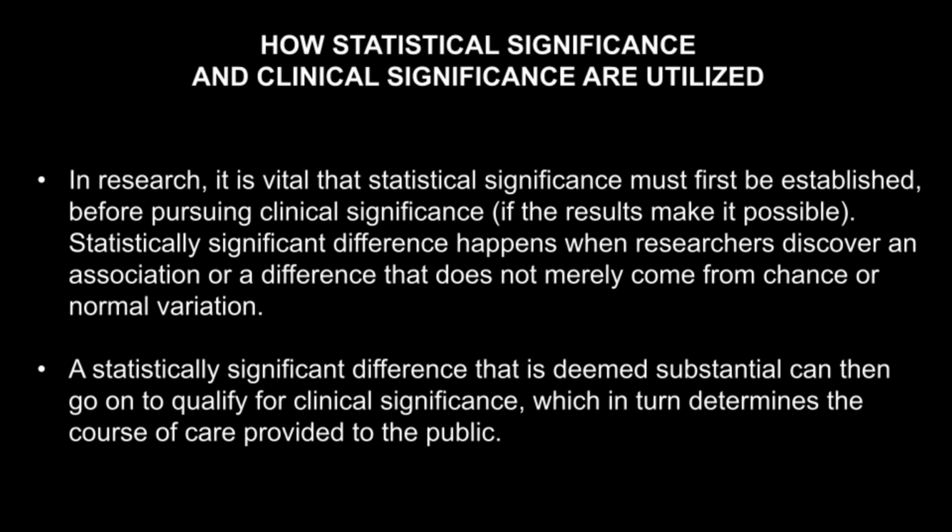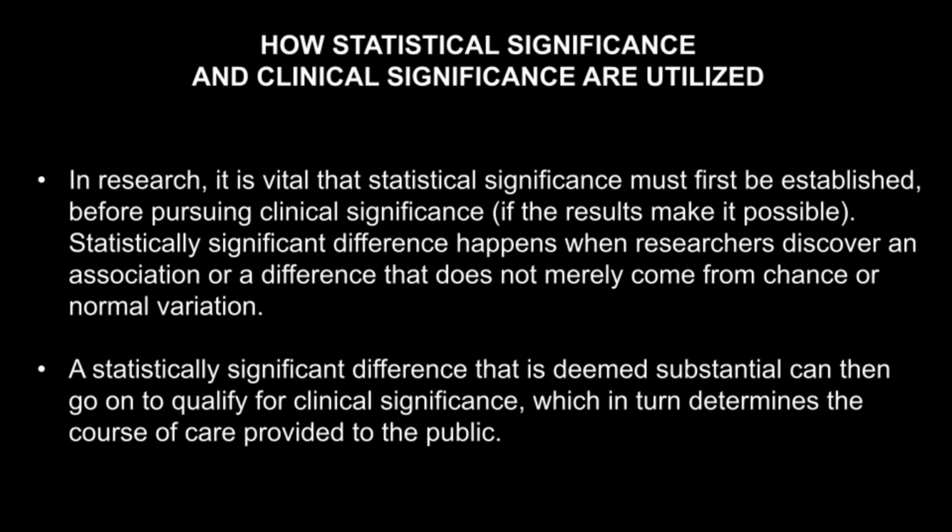happens when researchers discover an association or a difference that does not merely come from chance or normal variation. This means that the probability value, also known as the p-value, identified in a statistical test is less than the certainty level, also known as the alpha value, established by the researchers. A statistically significant difference that is deemed substantial can then go on to qualify for clinical significance, which in turn determines the course of care provided to the public.